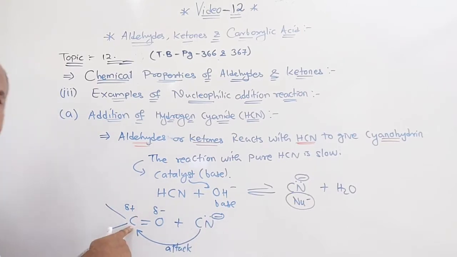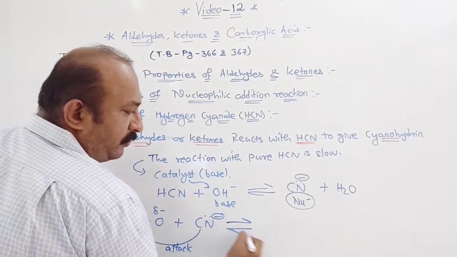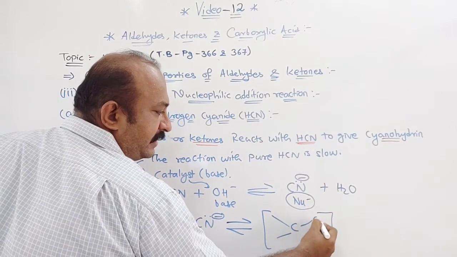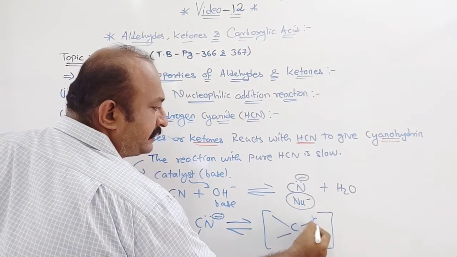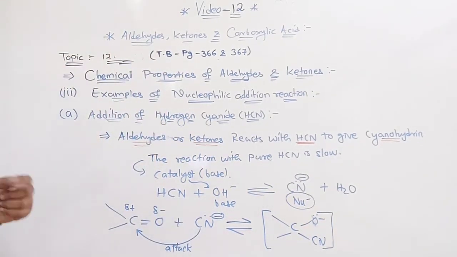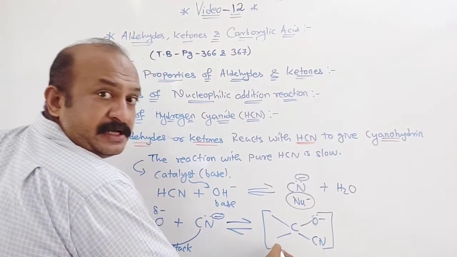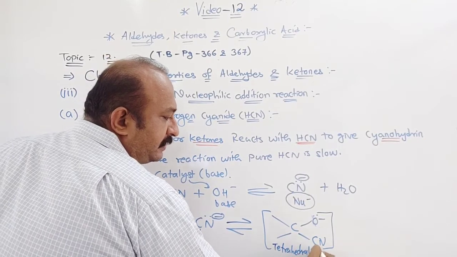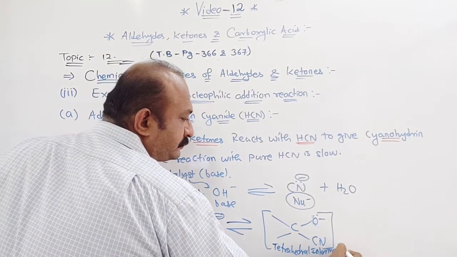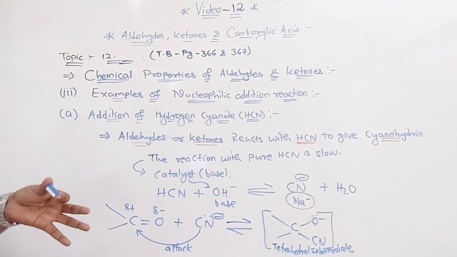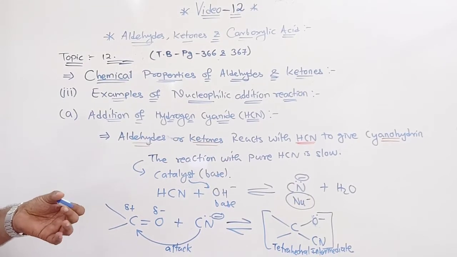So it will attack this carbonyl carbon, and you get an addition product, a tetrahedral intermediate. What you get? A tetrahedral intermediate. Means I will write like this. See here, O minus I will write, and here CN. Right? So this is the tetrahedral intermediate you get. We get a tetrahedral intermediate, or you can also call it an addition product.